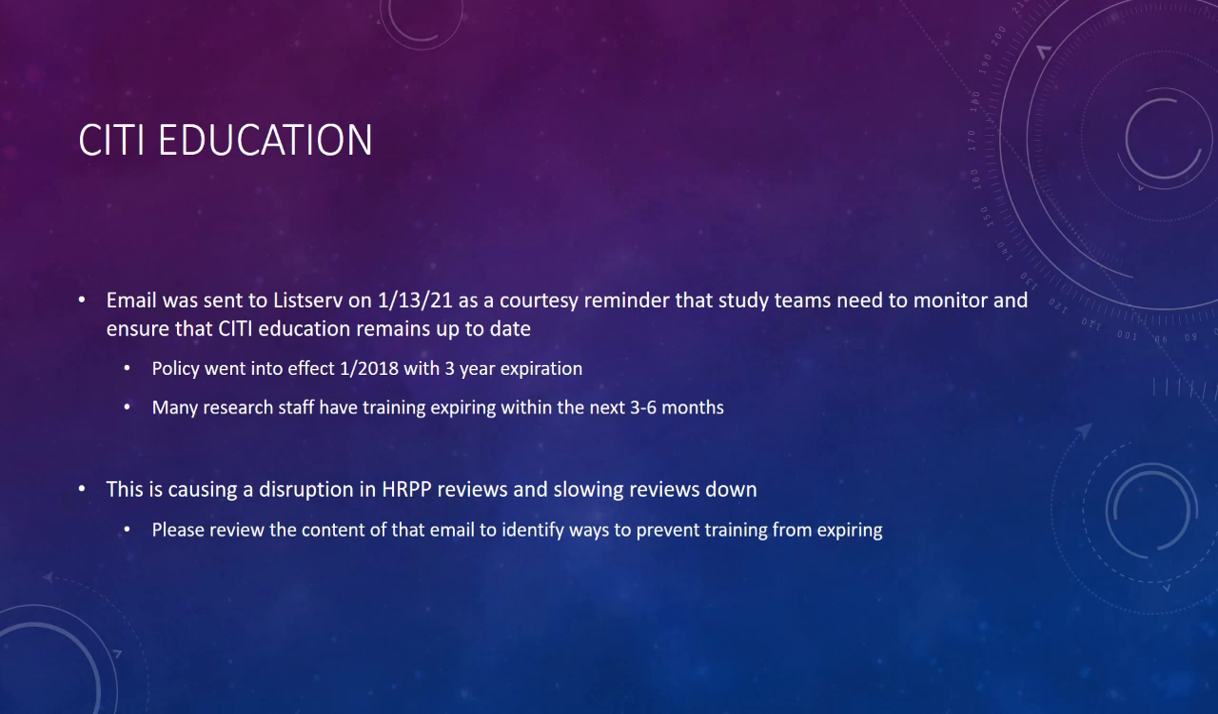Because of that 3-year cycle, many people have training expiring in either January through March of 2021, and quite a few people March through December of 2021. That caused a disruption. We started to see that in January, and we're continuing to see that. It's slowing reviews down. So just remember that that email did identify ways to prevent the training from expiring. It also means that staff may be removing people if we're not getting responses back that training will be completed, just to help facilitate a quick review of new studies and continuing reviews.